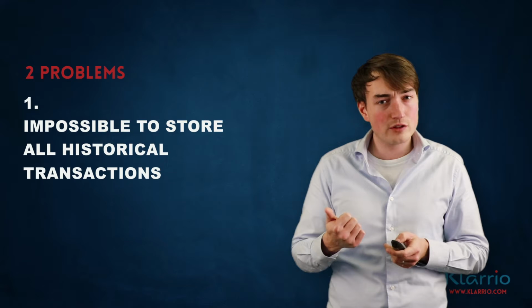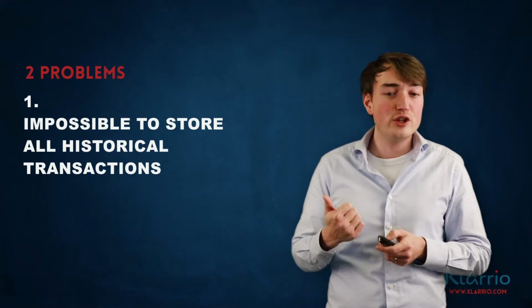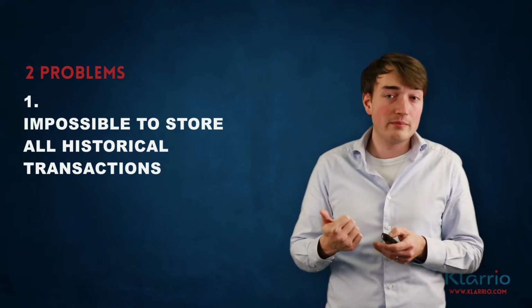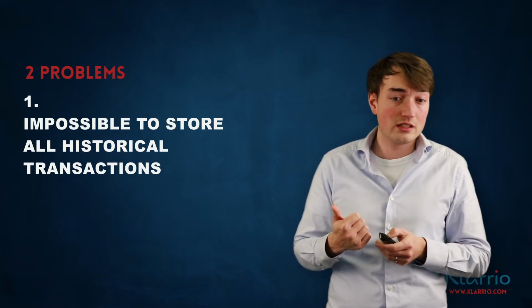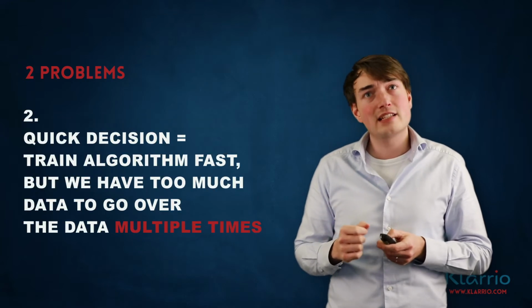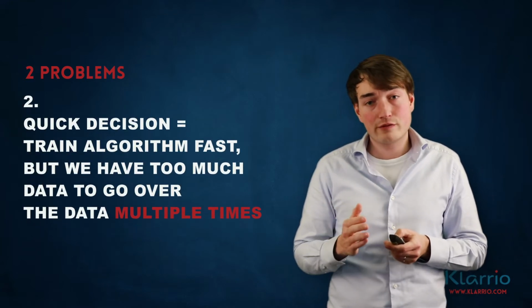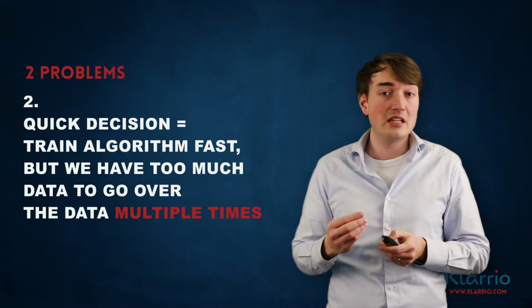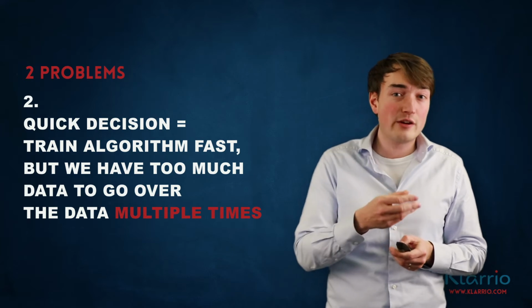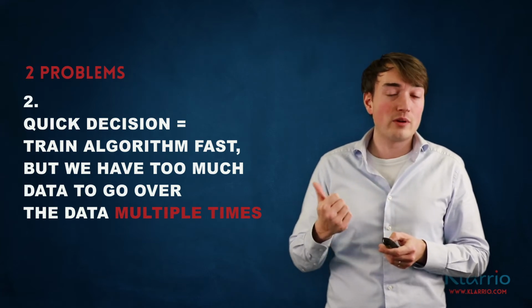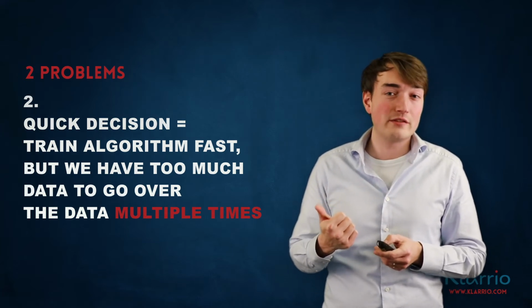The first one is that we have a lot of new data, which makes it almost impossible to store all historic transactions. And the second is that because fraudulent transactions need to be detected very quickly, the algorithm should be trained very fast.